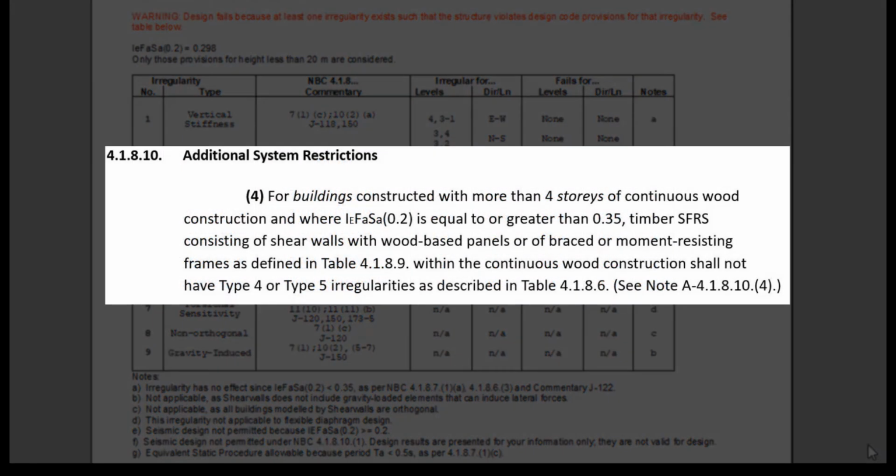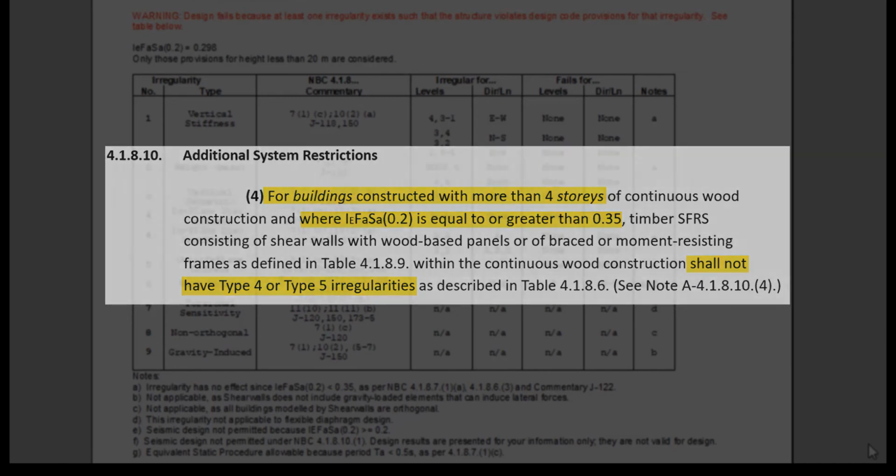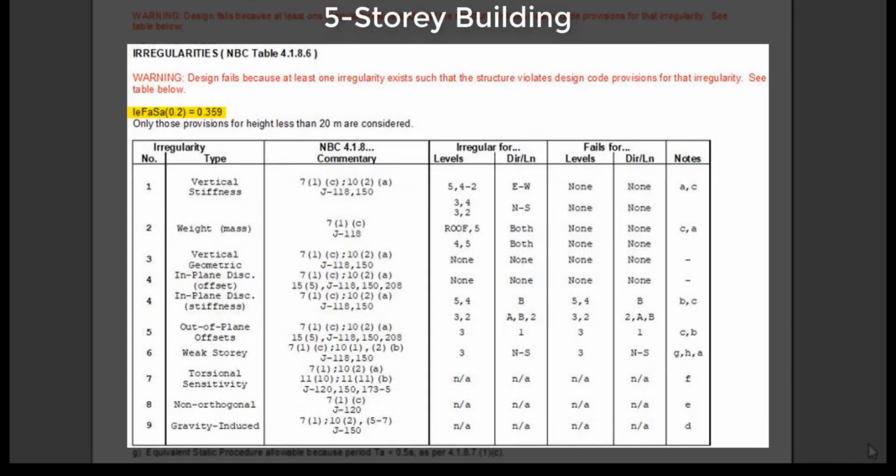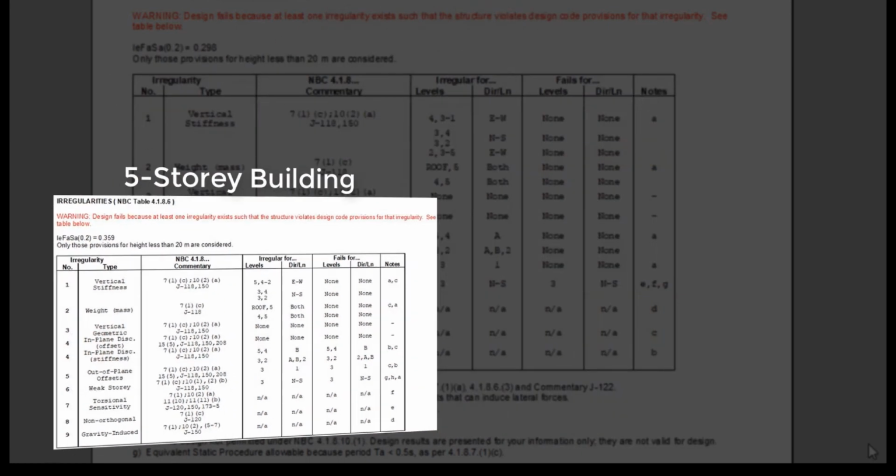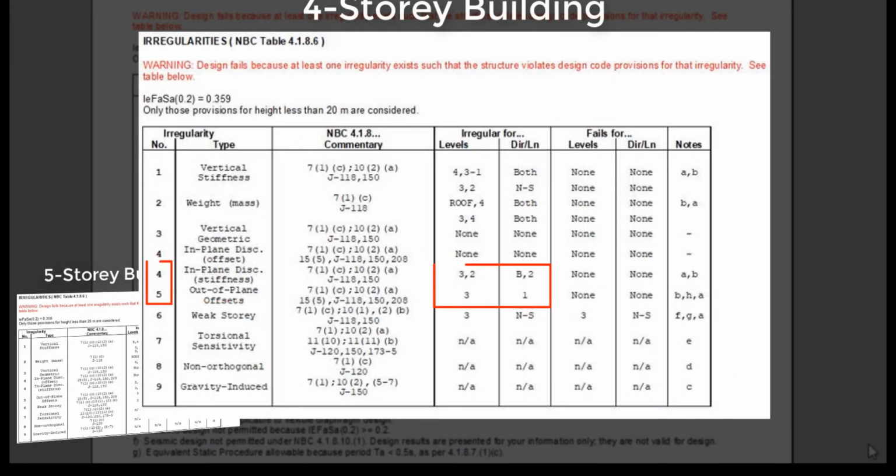For example, NBC 4.1.8.10 does not allow 5 and 6-story light frame structures to have any type 4 or 5 irregularities if this equation is equal or greater to 0.35. If you have a 5 or 6-story structure and one of these irregularities is detected, the program warns us that the irregularity exists, but also that it fails. If the same irregularity existed and the structure was 4 stories, the irregularity would be noted, but the Fails For column would still remain as none.